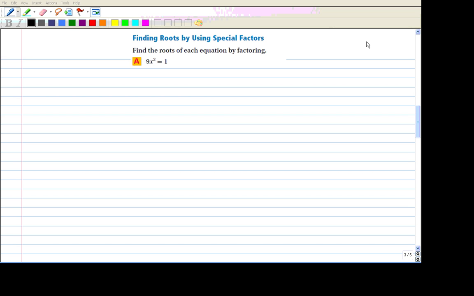Okay, now let's take a look at example 4 on page 336. Again, we are going to find the roots of each equation by factoring. So we have 9x squared equals 1. First thing we can do is put it into standard form. So we have 9x squared minus 1 equals 0. And then you'll notice that this is a difference of two perfect squares. So I can factor this. The square root of 9x squared is 3x. The square root of 1 is 1. And then I just need different signs.